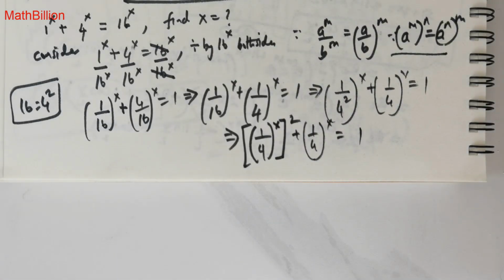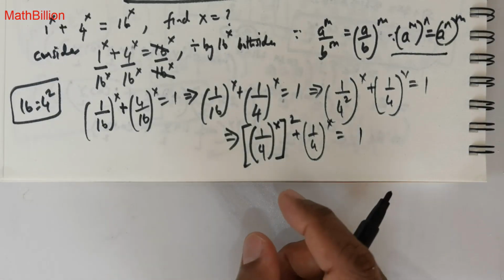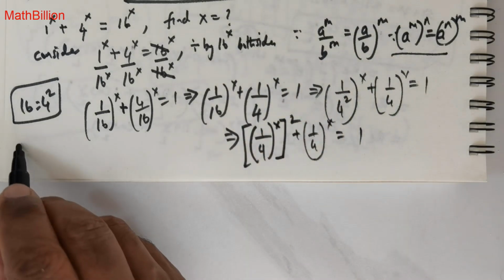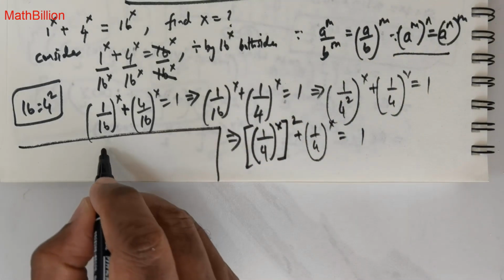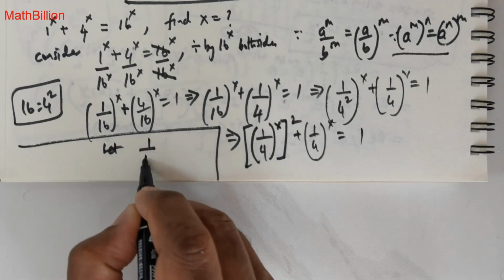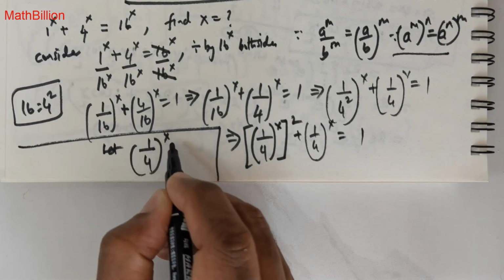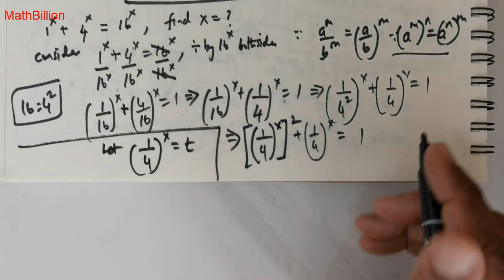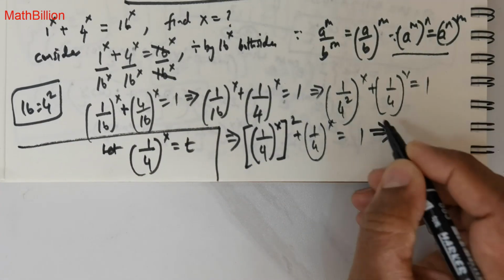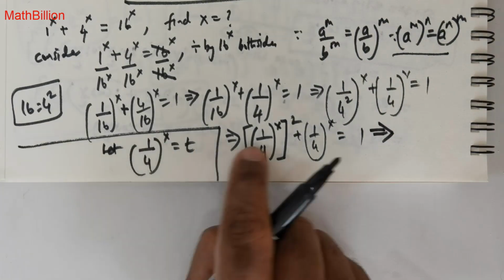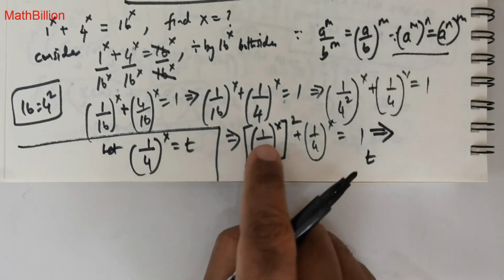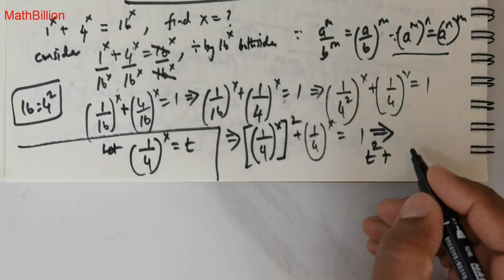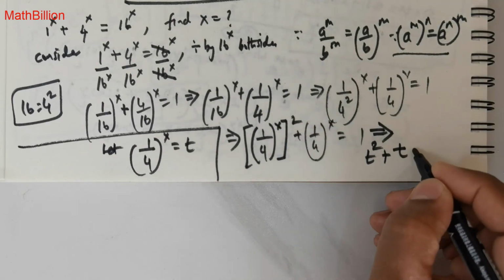Next, since I have run out of space, I will have to utilize a new page, but what I will do is make the following substitution. Let 1 over 4, the whole raised to the power of x, be equal to some t. This is the substitution I will utilize. If I utilize this substitution, this would be rewritten as 1 over 4 raised to the power of x, I place here t. This has got 2 here, place that, followed by 1 over 4 raised to the power of x is going to be my t, is equal to 1.